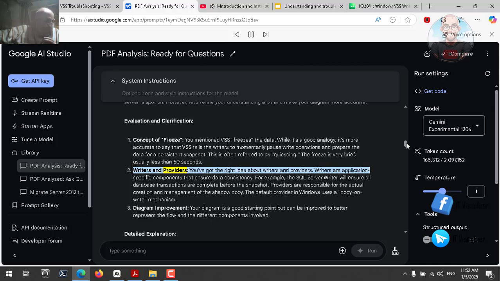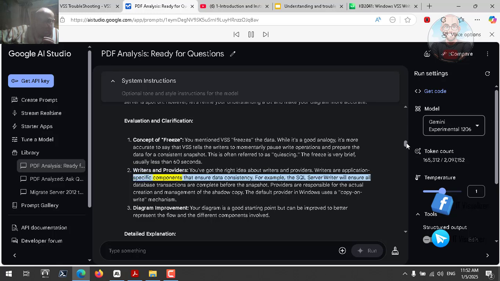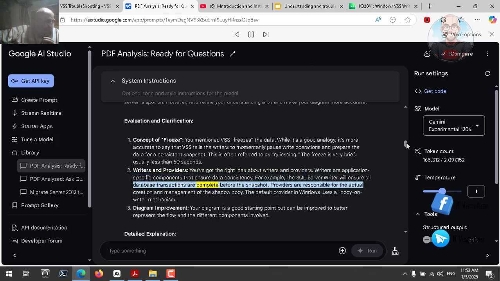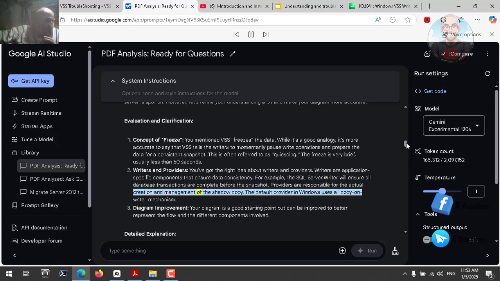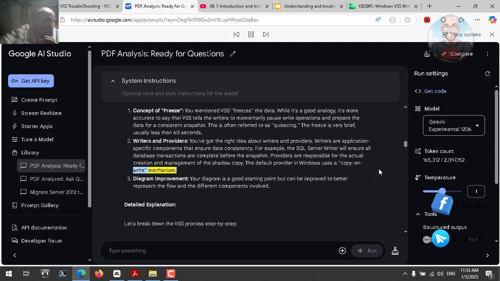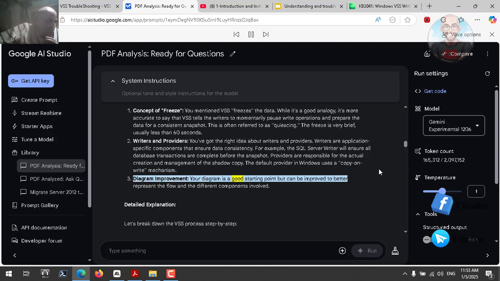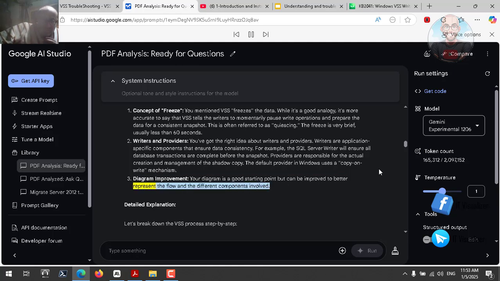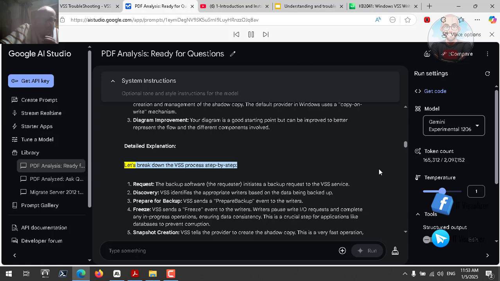Writers and providers. You've got the right idea about writers and providers. Writers are application-specific components that ensure data consistency. For example, the SQL Server writer will ensure all database transactions are complete before the snapshot. Providers are responsible for the actual creation and management of the shadow copy. The default provider in Windows uses a copy-on-write mechanism. Diagram improvement. Your diagram is a good starting point, but can be improved to better represent the flow and the different components involved. Detailed explanation. Let's break down the VSS process step by step.